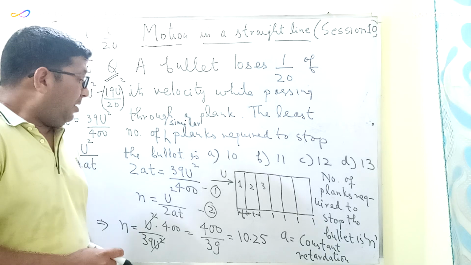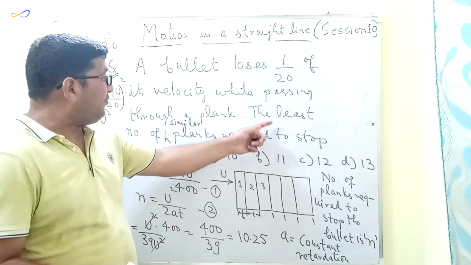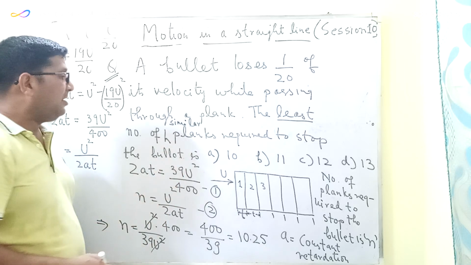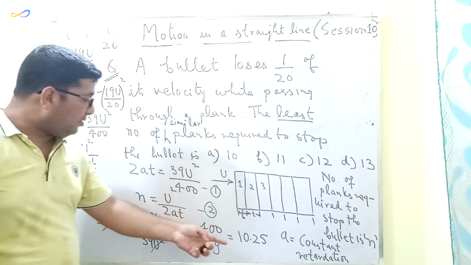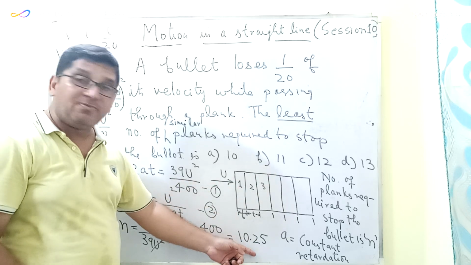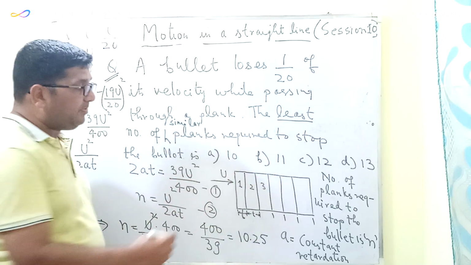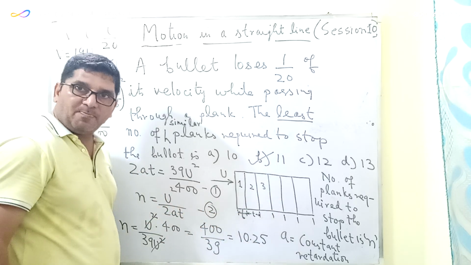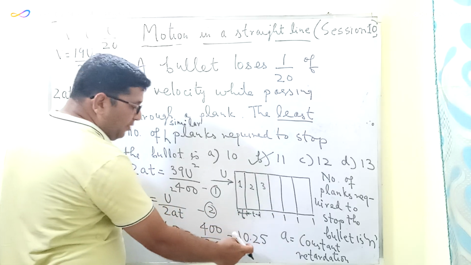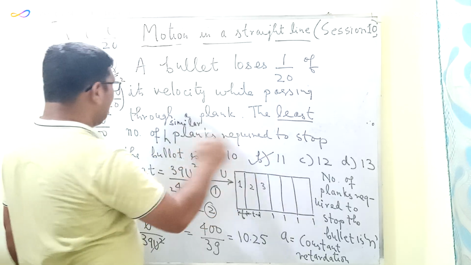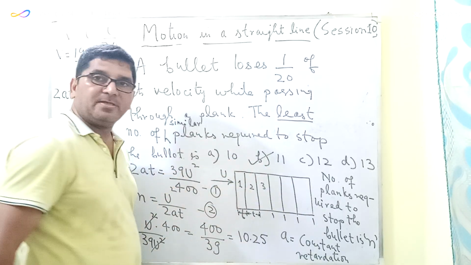Now we are supposed to find the least number of similar planks which are required to stop the bullet. The least number of planks which we will require to stop the bullet will be equal to 11, because 10 planks will not be able to stop it. The number of planks required is 10.25, more than 10. So more than 10 means the least number of similar planks will be equal to 11.